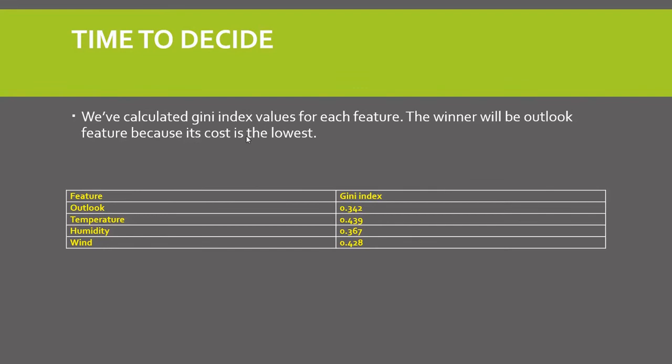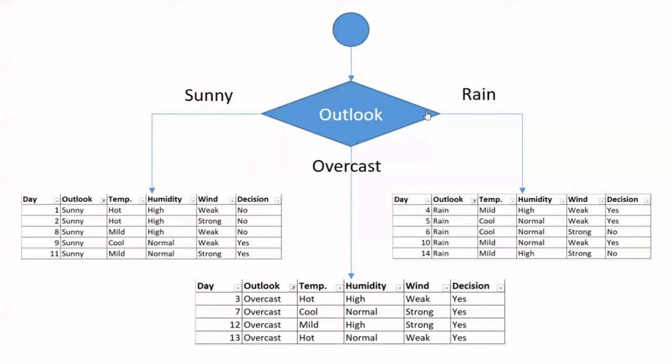The minimum of these should be taken into consideration. The feature with the lowest value is 0.342, and the feature is outlook. So now outlook becomes the root node, because the lowest cost is involved.